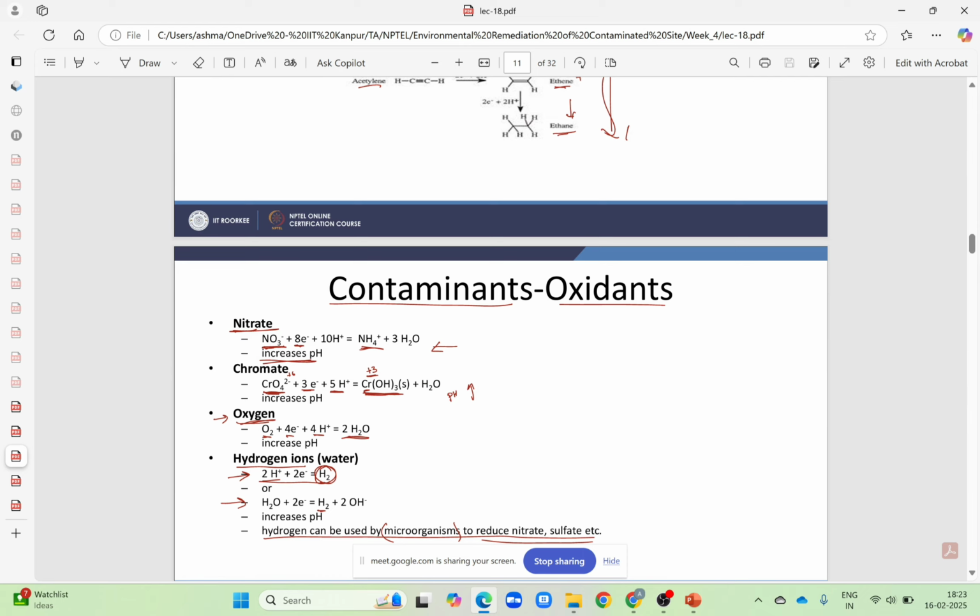Again, an example is given. Here we have nitrate, which is the most oxidized form; it accepts electrons and is reduced to ammonia. Chromate has a plus 6 charge, so it can accept electrons, gets reduced to chromium 3, and it precipitates as a solid.